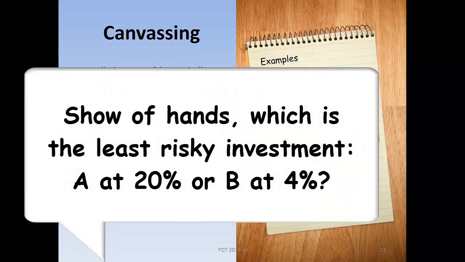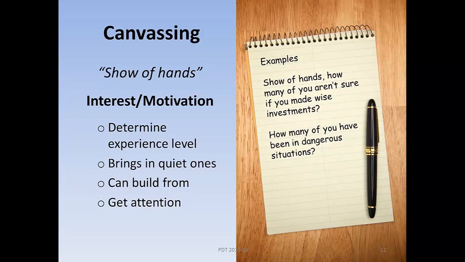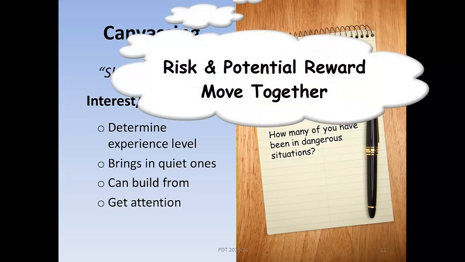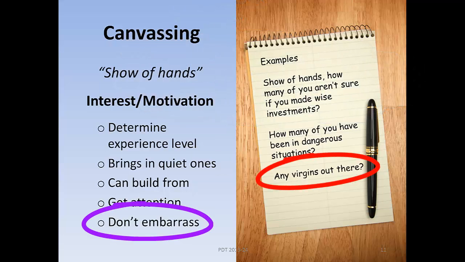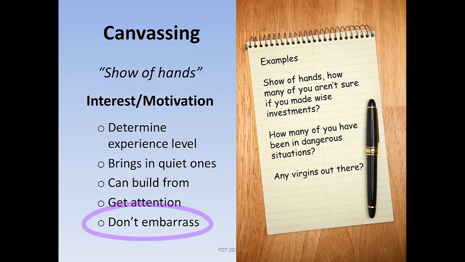If given a choice of two investments, one claiming to return 20% and the other claiming 4%, which is the least risky environment? Show of hands, how many say 20%? How many say 4%? The answer, by the way, ceteris paribus, all other things being equal, is 4%, which we can segue into an interesting discussion on the accounting for risk. One key point. Don't embarrass the students by making them admit things publicly they wouldn't normally want known.